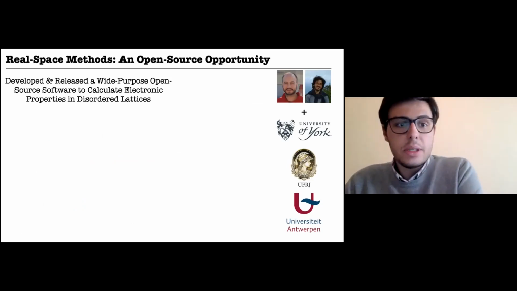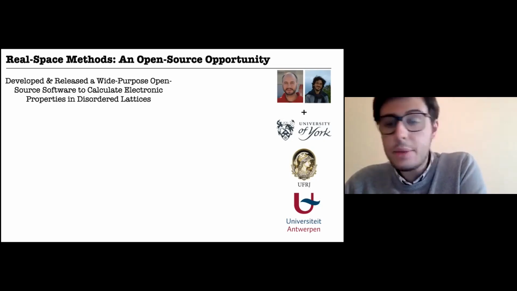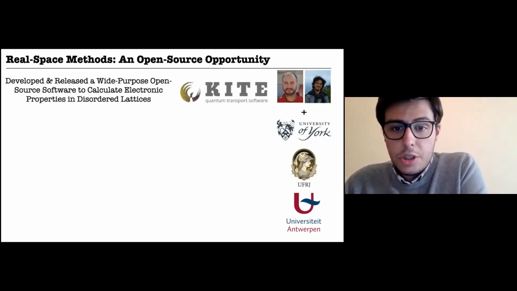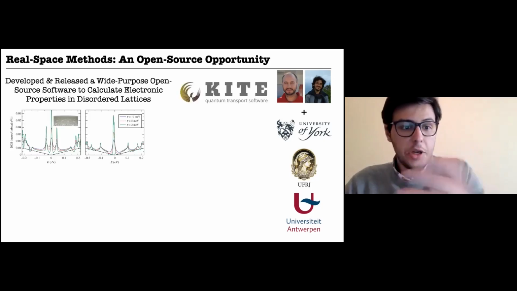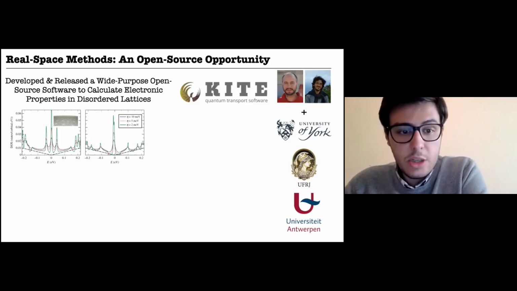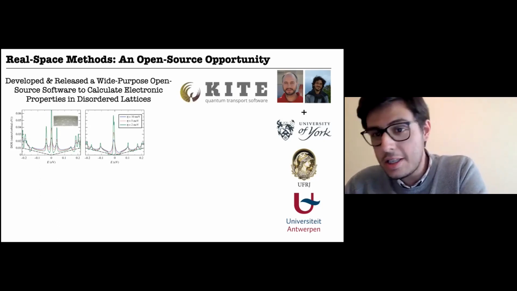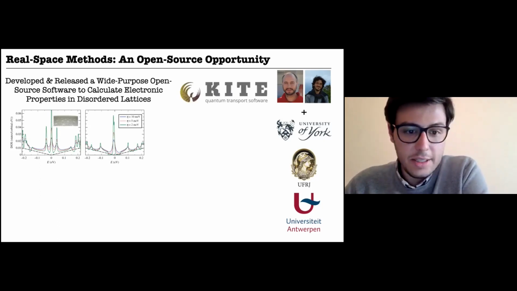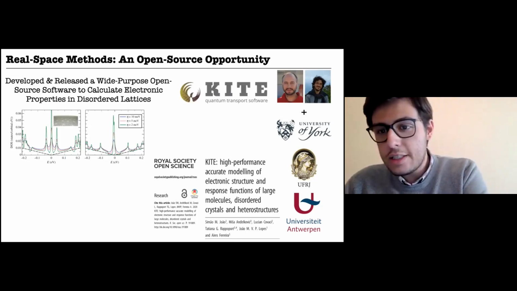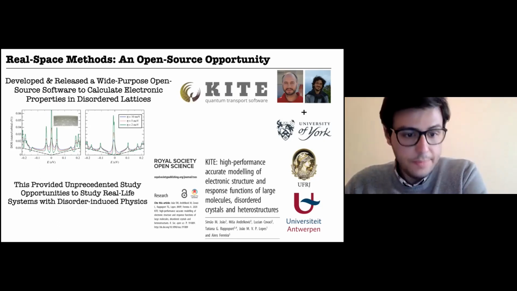We also, as Eduardo mentioned, have participated in the development and release of a wide purpose open source software that is able to calculate almost any electronic property in a disordered lattice, which is called KITE. And here you have an example where you calculate the spectral density of states in twisted bilayer graphene, which is, as you know, a very interesting system these days. So you can download and use this software yourself if you want.